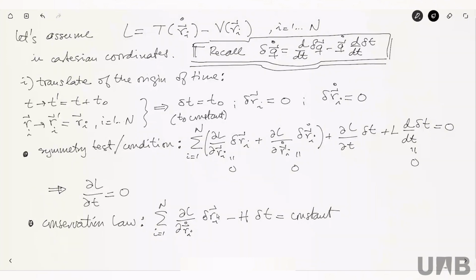But in this case, delta R is 0, so this is 0. So this means that h has to be a constant, right? And indeed, this is something we already knew. We already knew that when the Lagrangian does not depend explicitly on time, the total derivative of the Hamiltonian with respect to time is the derivative of the Hamiltonian with respect to time explicitly, which is minus the derivative of the Lagrangian with respect to time. So if this is 0, then the Hamiltonian has to be a constant.